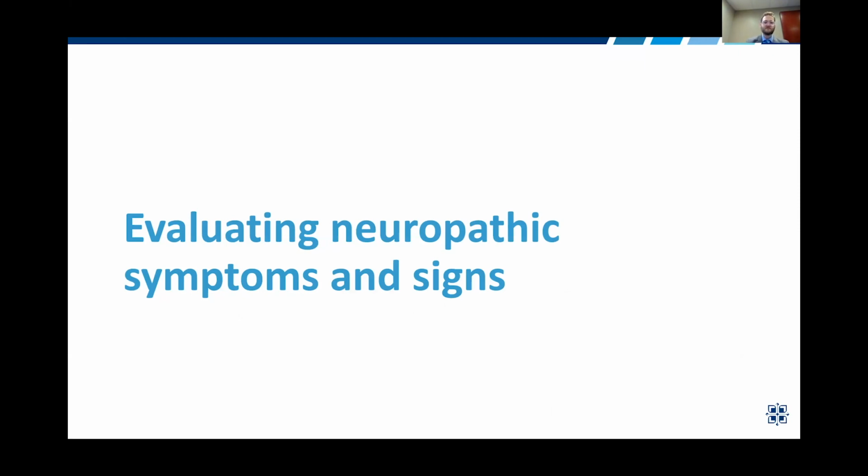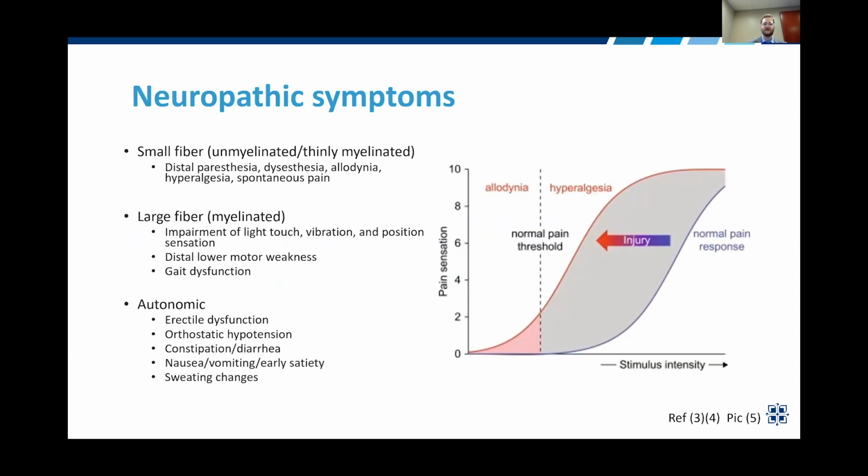So let's talk about when you see this patient in your clinic. What type of questions are you going to ask, and what type of things will they likely complain of, since they're not going to walk in and say, hey, I've got a distal axonal polyneuropathy. You've got to kind of tease it out of them.